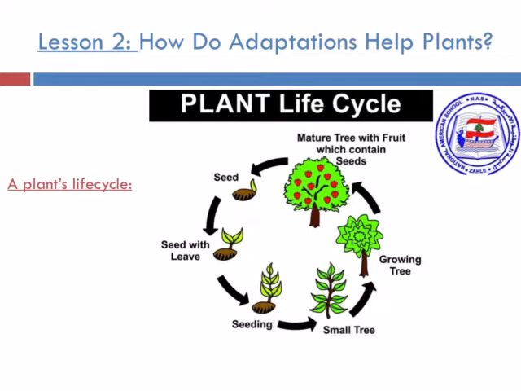This picture represents the life cycle of a plant. As you can see, first the plant starts by being a seed. Then the seed grows leaves. It turns into a seedling, and then the seedling turns into a small tree that starts to grow and finally turns into a mature tree that has fruits. You know that fruits have seeds inside them. So these seeds can also later continue the cycle to form another tree.